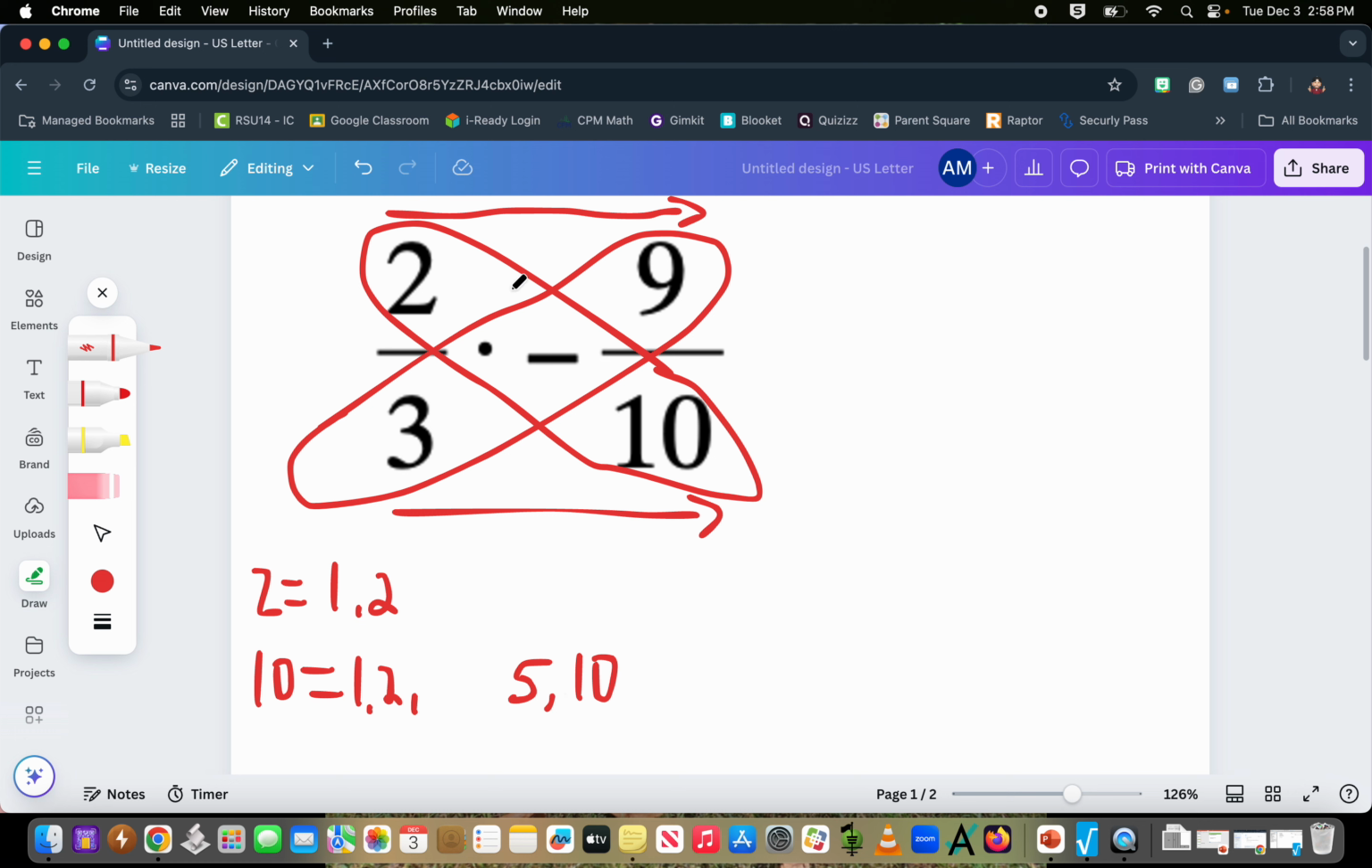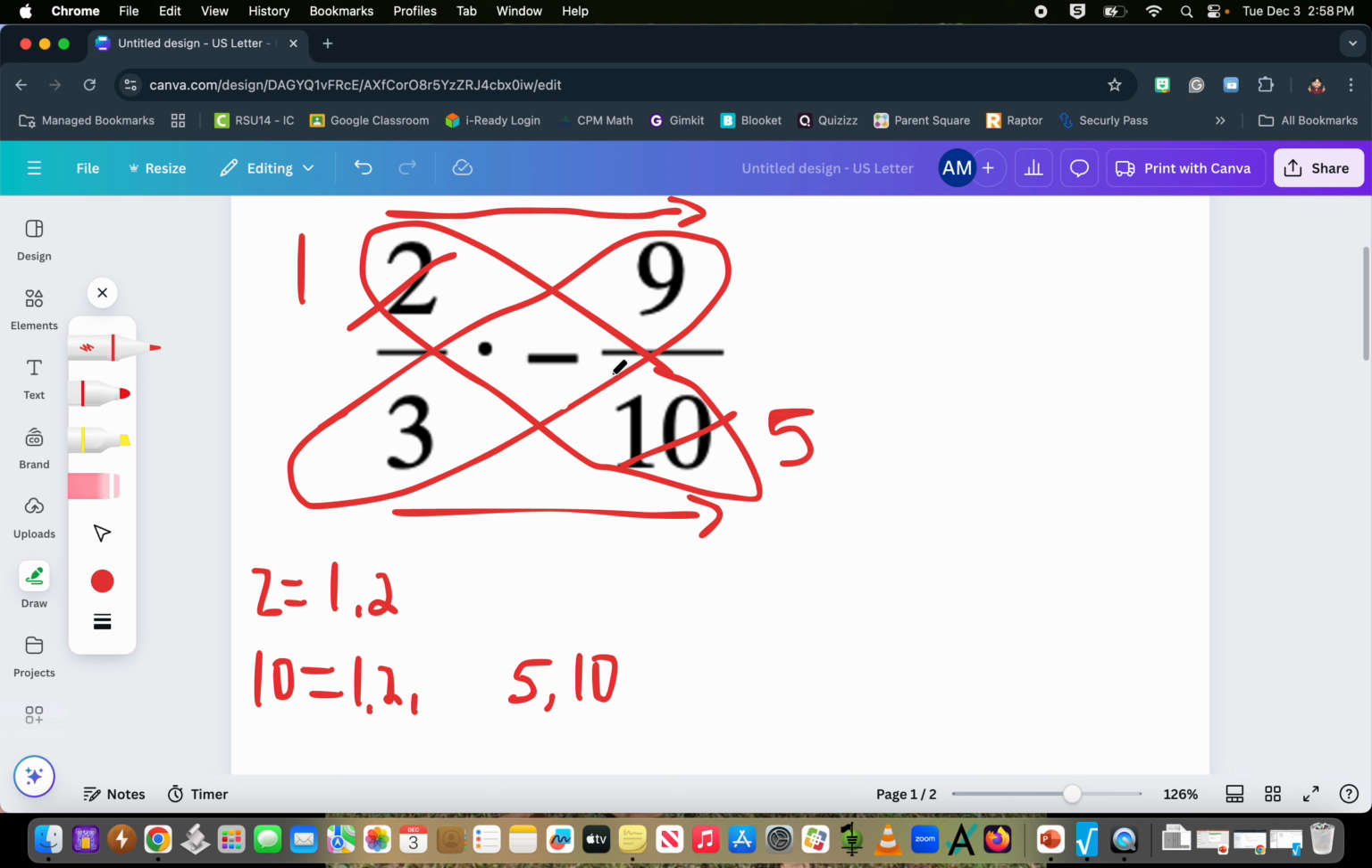Now once you get good at this, you don't necessarily have to write these all out. Some of you may have recognized right away that the largest number that these two share is 2. So now we're going to go back and divide both of these numbers by 2 to simplify this before we even multiply across. So 2 divided by 2 is going to give us 1. 10 divided by 2 is going to give us 5.